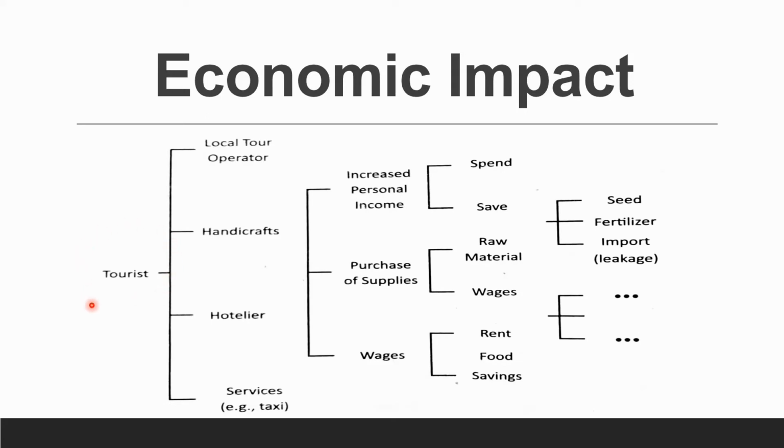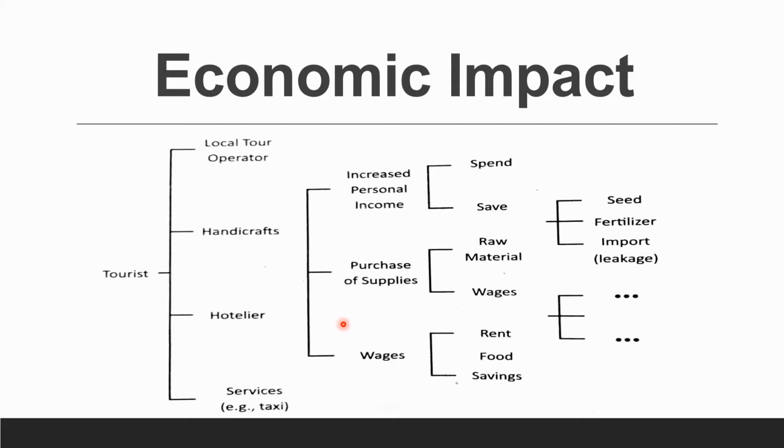A tourist makes an initial expenditure in the destination. This expenditure is received as income by local tour operators, handicraft store owners, hoteliers, and taxi drivers. In the first round of transactions, a hotelier may use some of the money received to buy some supplies, pay some wages, and retain some profits.